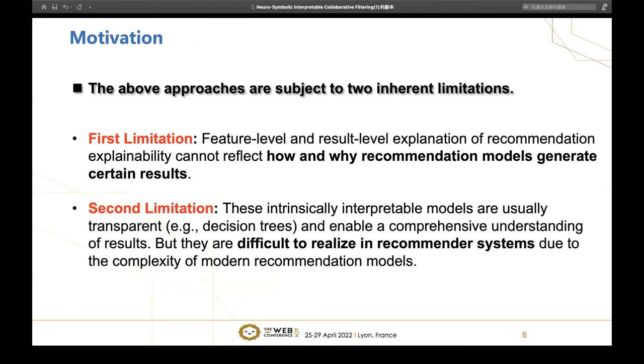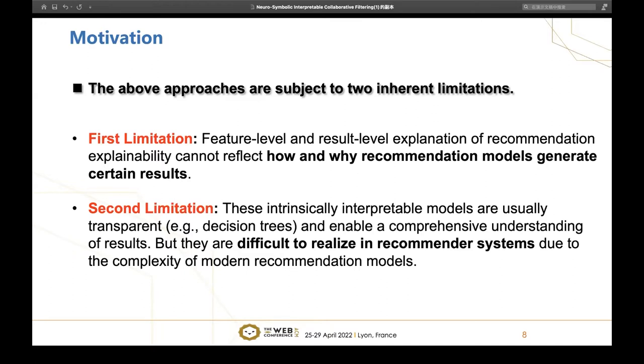In summary, the above approaches are subject to two inherent limitations. Firstly, the feature level and the results level explanations of recommendation explainability cannot reflect how and why recommendation models generate certain results. The second limitation is that intrinsically interpretable models are usually transparent and enable a comprehensive understanding of results, but they are difficult to realize in recommender systems due to the complexity of modern recommendation models.